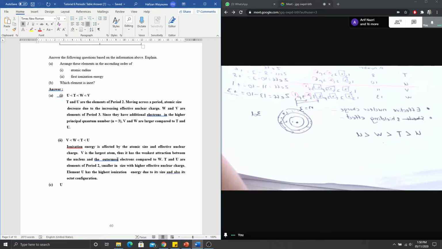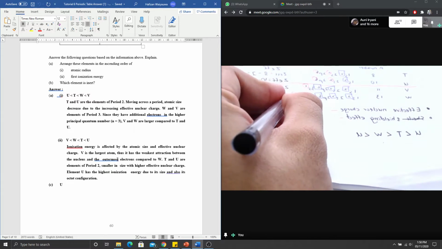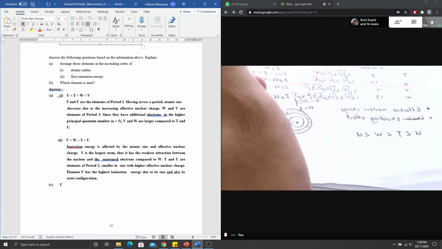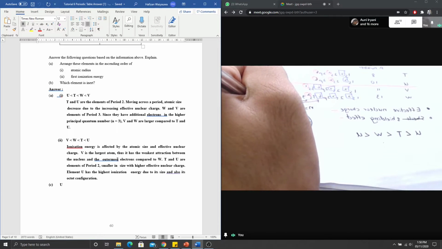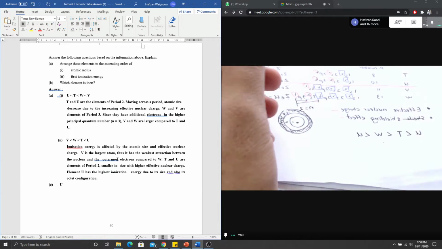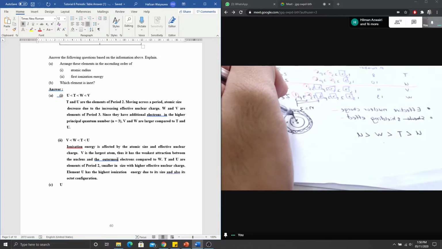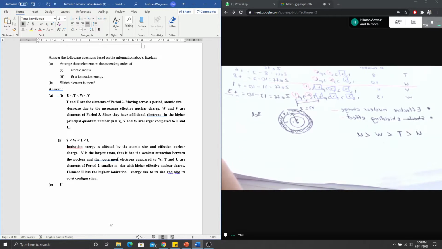Okay, the factors that are contributing in the size, kita tengok dekat effective nuclear charge. Betapa kuat yang elektron yang duduk dekat shell 3 ni ditarik oleh proton awak. Proton yang tarik. So, boleh?